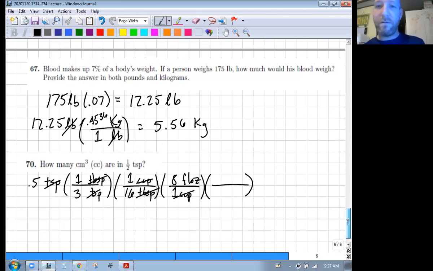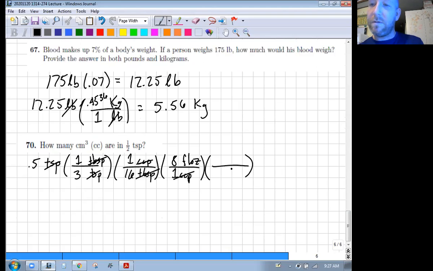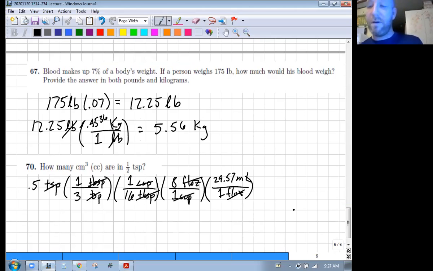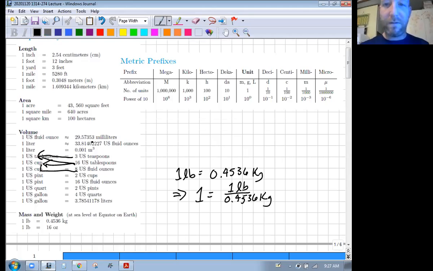Now we go to milliliters, right? 29.57 milliliters make an ounce. 1 fluid ounce is 29.57 milliliters. Wait a minute, we're going to centimeters cubed. All right. So a milliliter, we need to be in liters here. Here's our liters: 0.001 meters cubed. All right. So let's convert to liters.